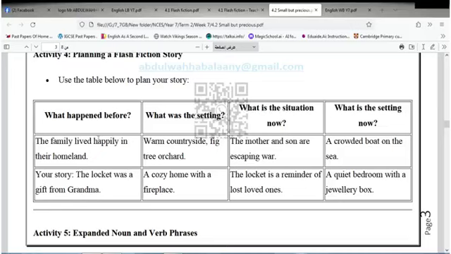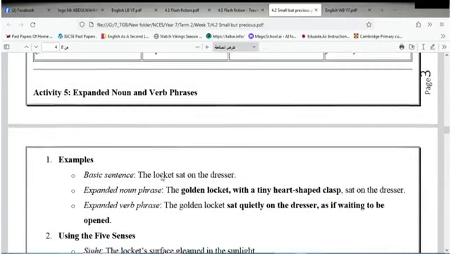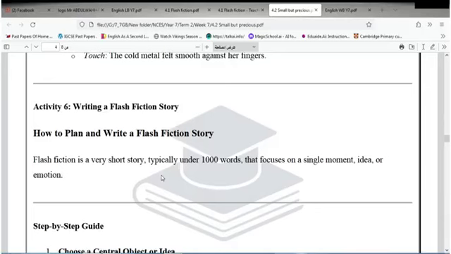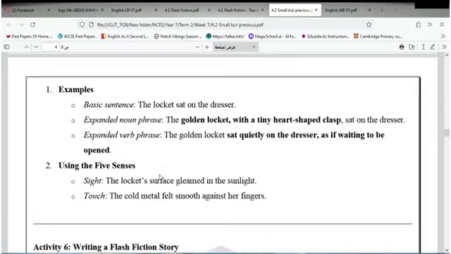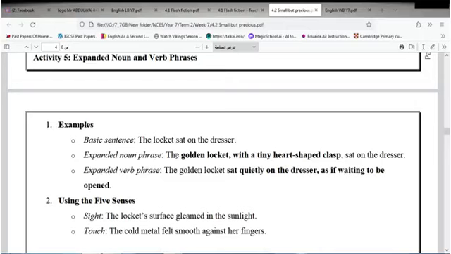So if I wanted to talk about the story, what happened before: the family lived happily in their homeland, a warm countryside, a fig tree orchard is the setting, and now the mother and the son are escaping war on a crowded boat on the sea. I wanted now to use some of those notes and expand them into sentences.